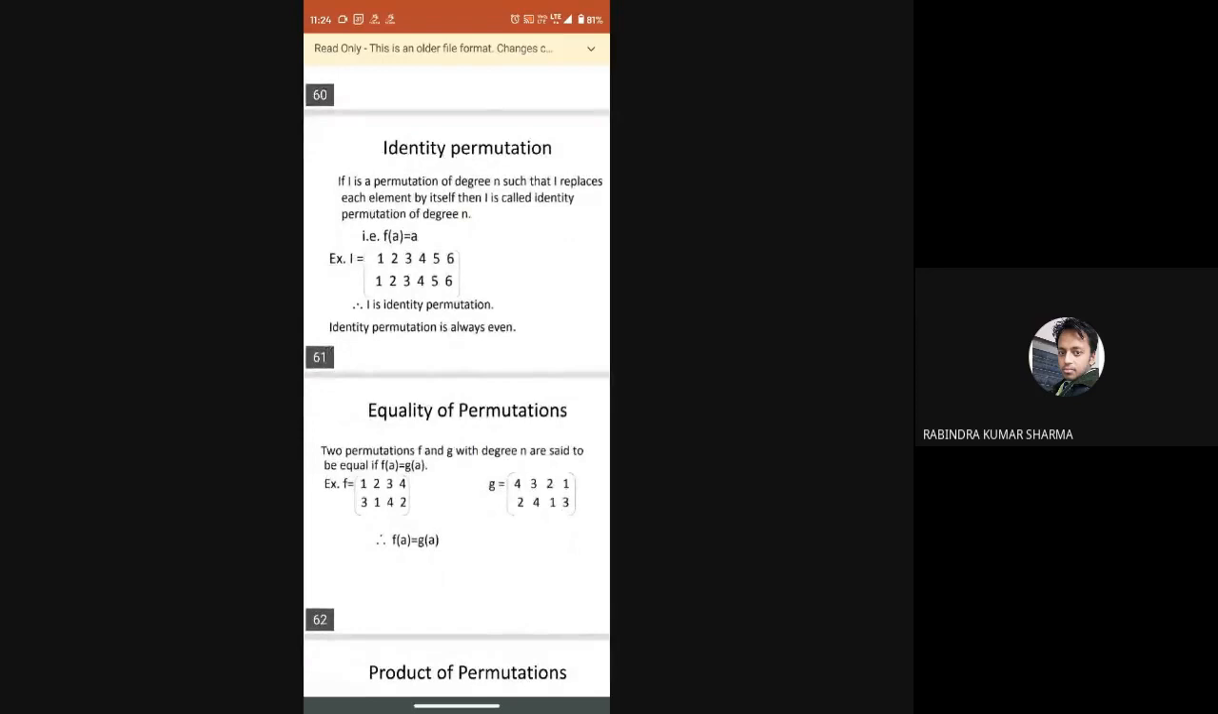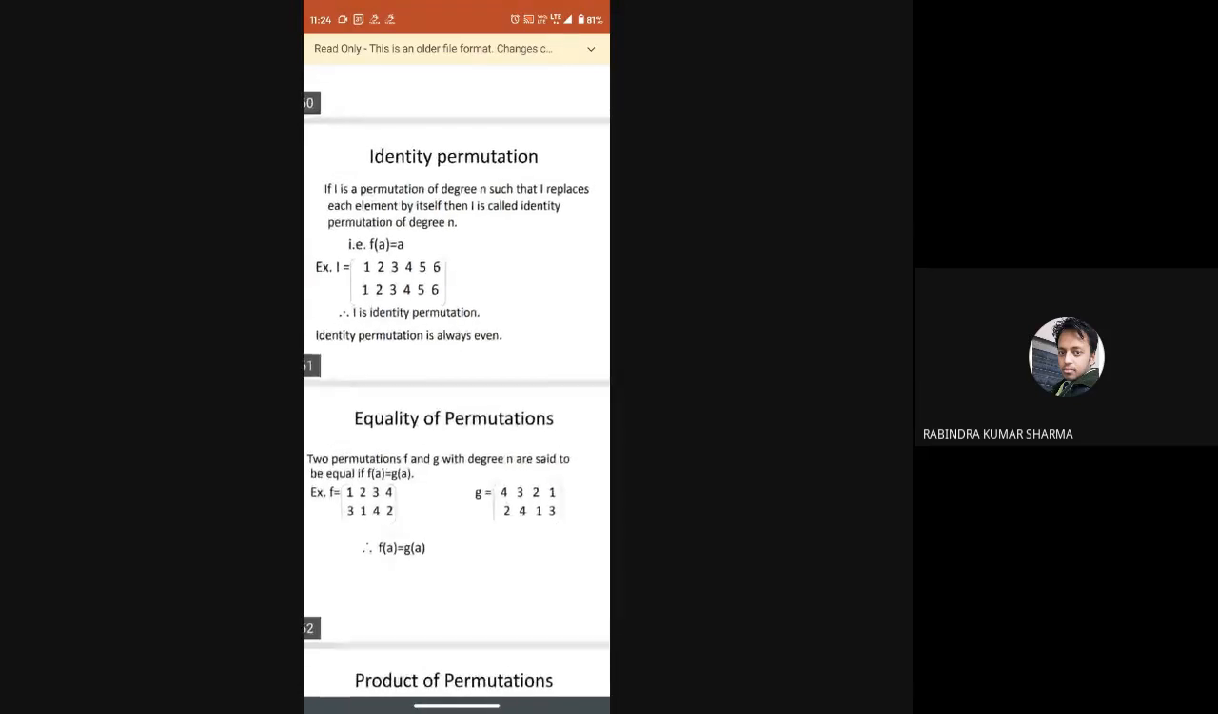And next is identity permutation. So what is the meaning of identity permutation? For identity function, what is the meaning of identity function? If f of a is equal to a, clear? That is called identity function. So f of 1 is equal to 1, f of 2 is equal to 2, f of 3 is equal to 3. Okay, so this type of permutation is called the identity permutation.